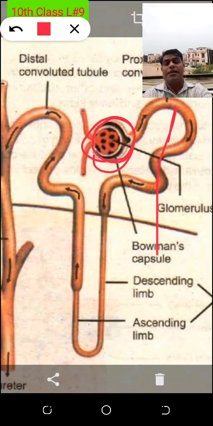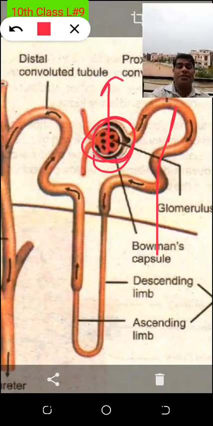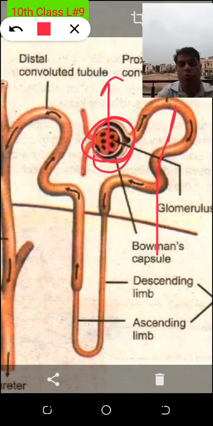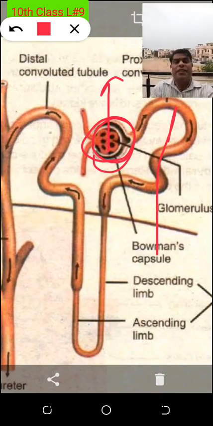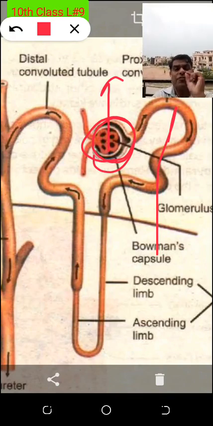These are the capillaries I am telling you about, the glomerulus. These were the capillaries which would normally go to venules. Once again, these capillaries are in the form of a network. They are not one. A network means more surface area, and more surface area means it consists of specific pores.